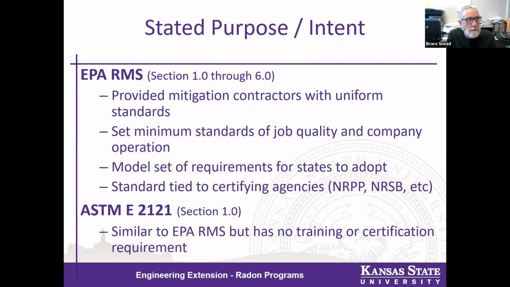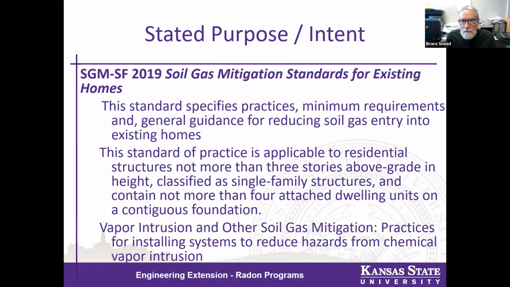that states could adopt. The soil gas mitigation standard specifies minimum requirements for reducing soil gas entry into homes, and it's applicable to residential structures not more than 3 stories above grade in height, single-family structures, and ones that don't contain more than 4 attached dwelling units on a continuous foundation. In addition, instead of saying radon gas mitigation standards, it says soil gas, and that's because this standard also addresses vapor intrusion and other soil gas mitigation for installing systems from chemical vapor intrusion.